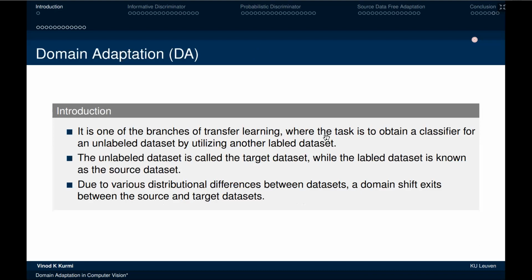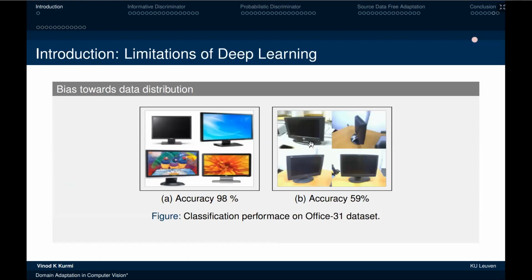As I said, due to the distributional difference, these two data sets are different. They have some discrepancy. Because of it, the model does not perform well when we train on one data set but test on a different data set. So how do we make our model work for both data sets, or particularly for the target data set, because we are mostly interested in the target images where we don't have the labels?